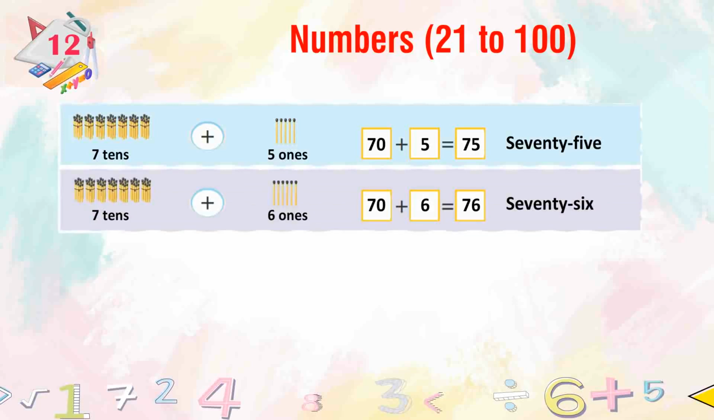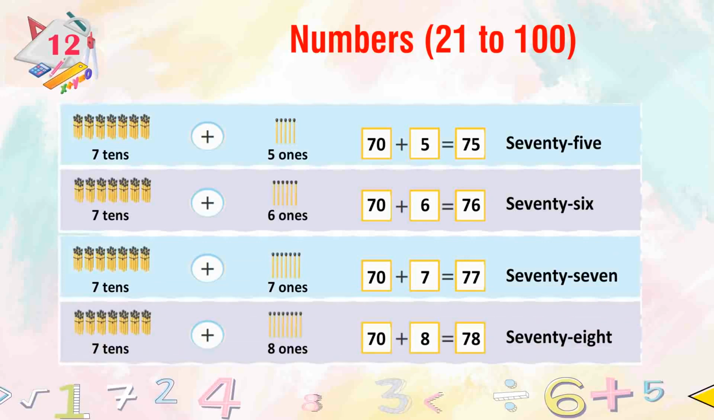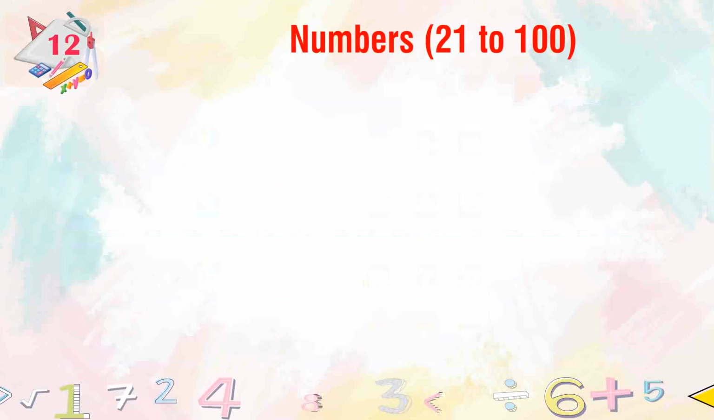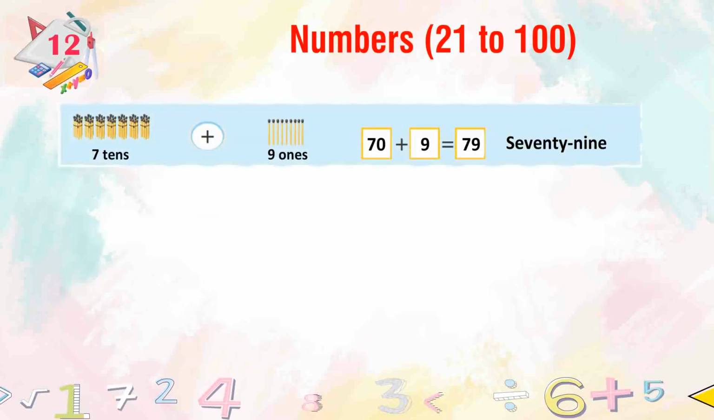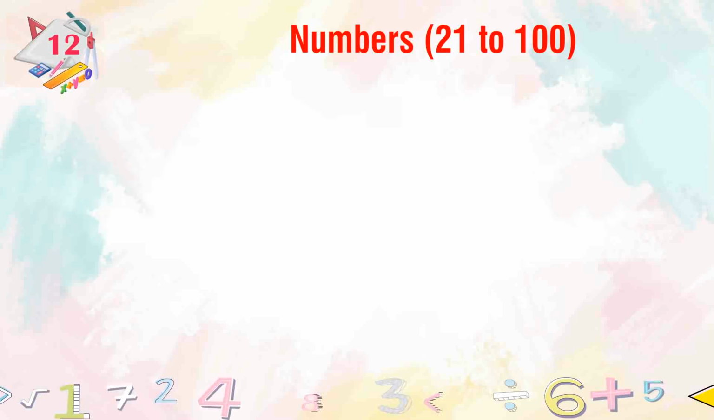7 tens plus 6 ones: 70 plus 6 is equal to 76. 7 tens plus 7 ones: 70 plus 7 is equal to 77. 7 tens plus 8 ones: 70 plus 8 is equal to 78. 7 tens plus 9 ones: 70 plus 9 is equal to 79. 7 tens plus 10 ones: 70 plus 10 is equal to 80.